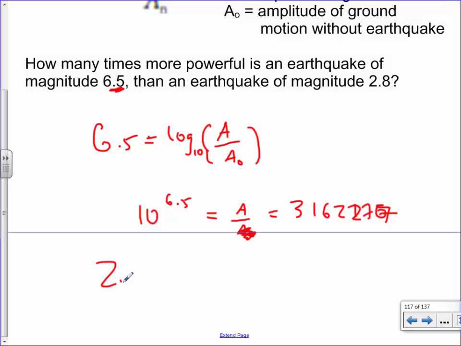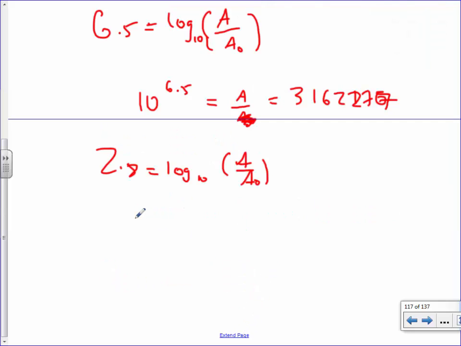So if I want to write that out, it would be 2.8 equals log base 10 of a over a0, which means it's 10 to the power of 2.8 equals a over a0. But remember, just to make things simpler, I was just saying, let's just make the original amplitude just be the number 1 just to make things simple. So can someone tell me what 10 to the 2.8 is? 630.